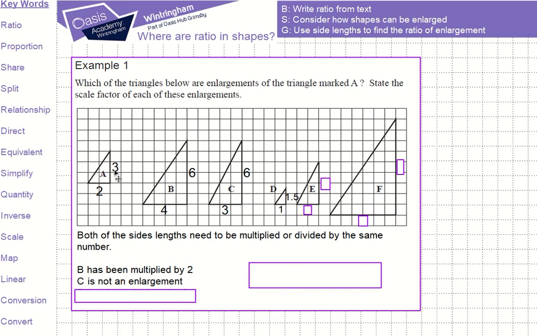What happens when we divide 3 by 2? Use your calculator if you need to. 3 divided by 2 is 1.5. And on shape D, that's also 1.5. So both of the side lengths have been divided by 2. Shape D has been divided by 2. We could say that shape A to shape D is an enlargement of a half. Each of the side lengths have halved.